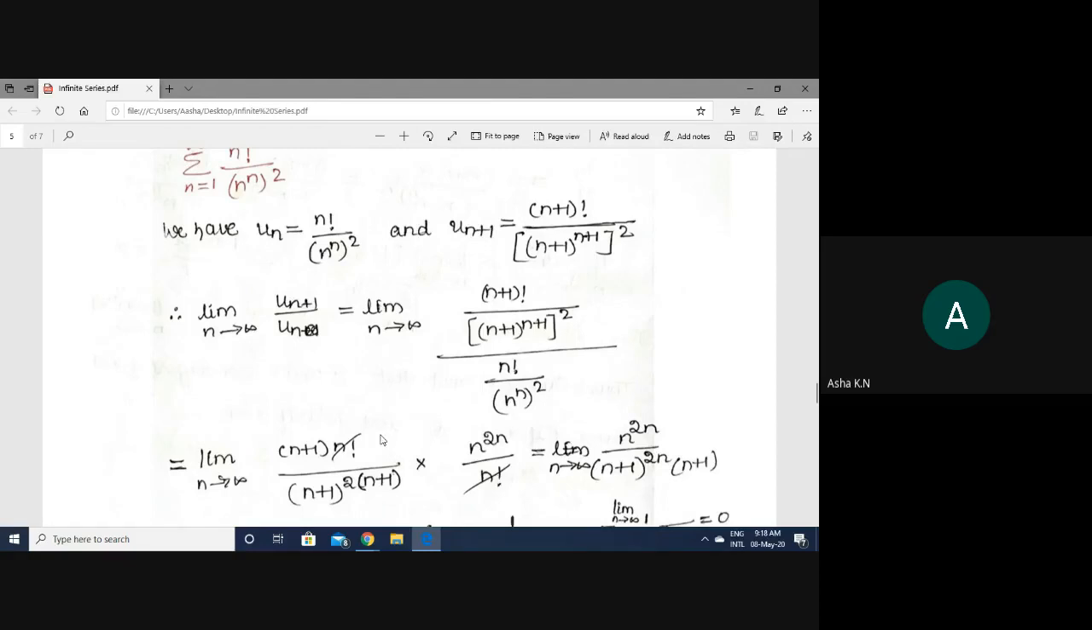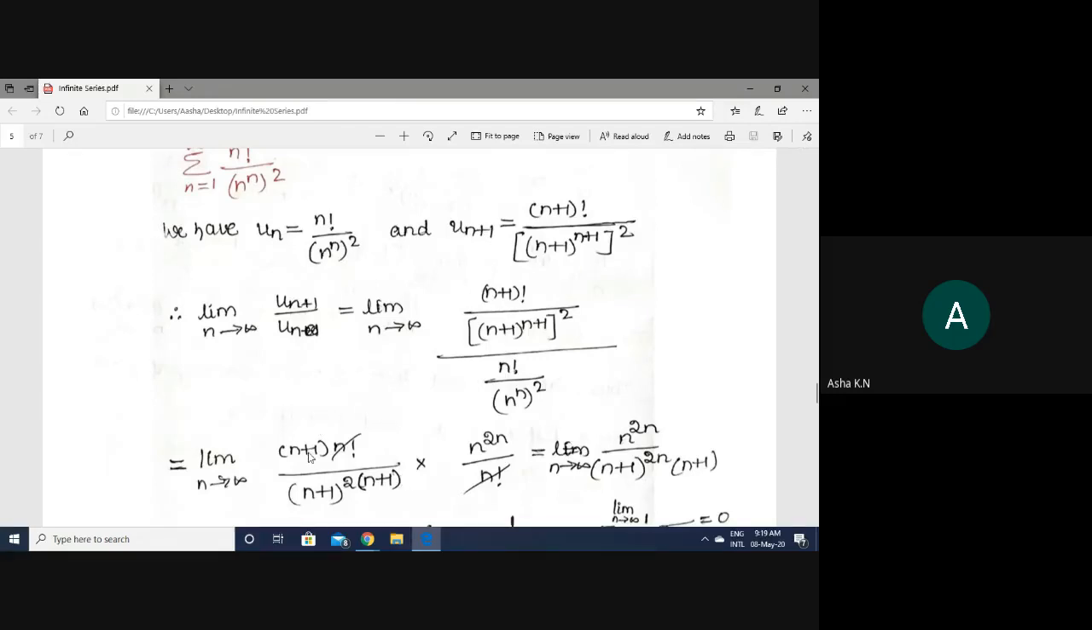Why did we write this as n plus 1 into n factorial? Because we can cancel this n factorial. Write it in the form where you can simplify and cancel. So n plus 1 factorial is n plus 1 into n factorial. Now these two n factorials got cancelled.